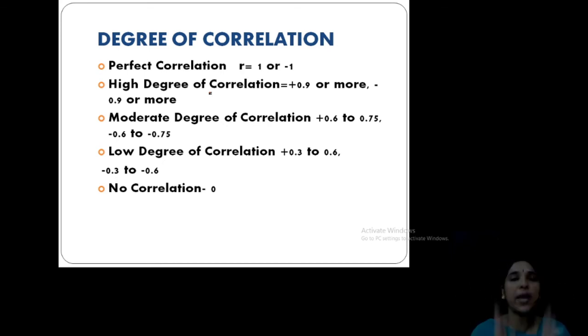So based on this chart, after your calculation, you can assess the degree of correlation. Understood? This is a very simple technique and the most accepted technique in correlation, called Pearson's coefficient of correlation. Usually in examinations, brief answer questions on Pearson's coefficient of correlation may be asked.